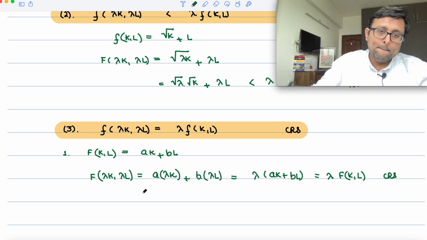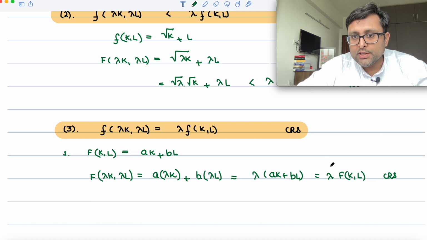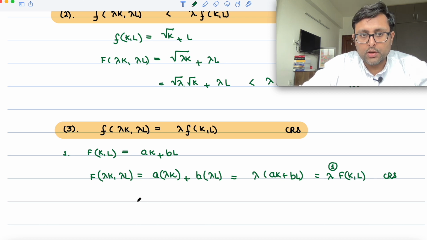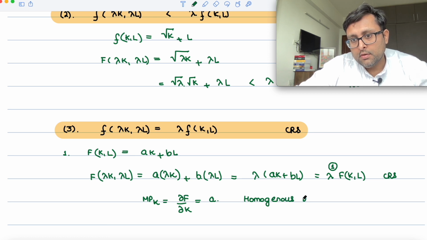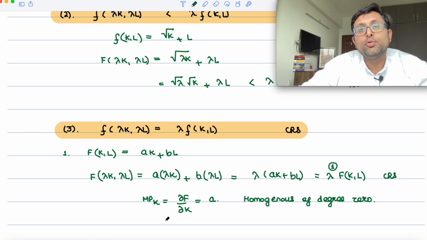Acha, you tell me one thing. This is homogeneous of what? Degree 1? If I want to write the MPK for this, that is del F by del K. In this case, it is A. Now, this MPK is homogeneous of degree 0.